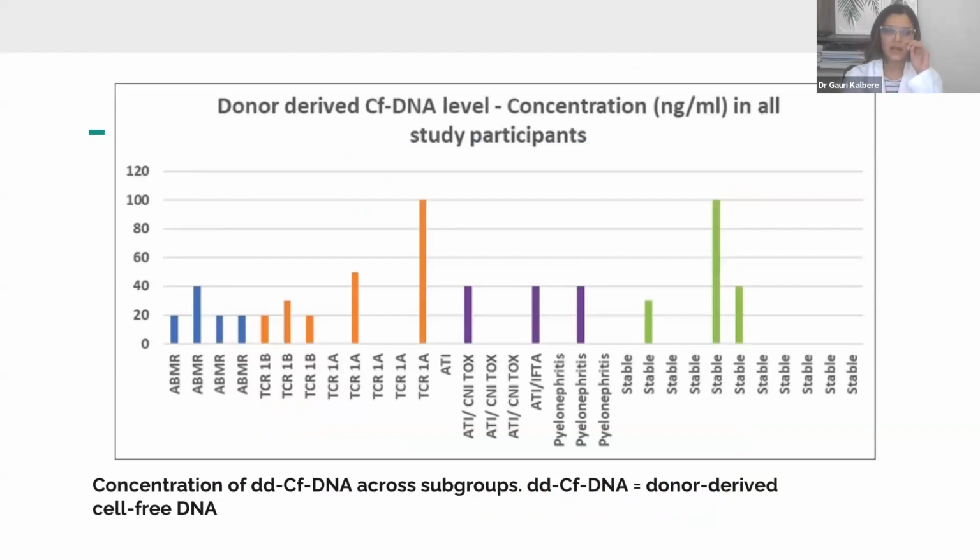So this is a graph which shows the quantitative levels, the calculation of donor-derived cell-free DNA in nanogram per ml of all the study participants. Towards the left, we see clustering of those levels. We see the clustering to the left because all the rejection patients are there: ABMR, TCR1B. And towards the right, we have mostly stable patients. There are some outliers which we will discuss.